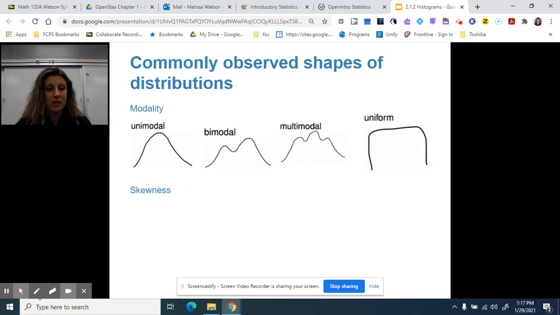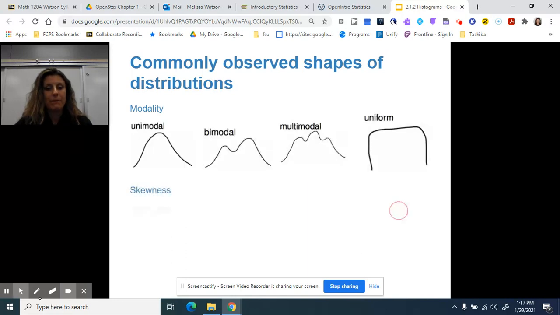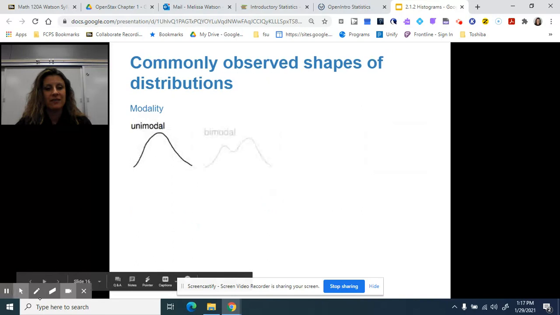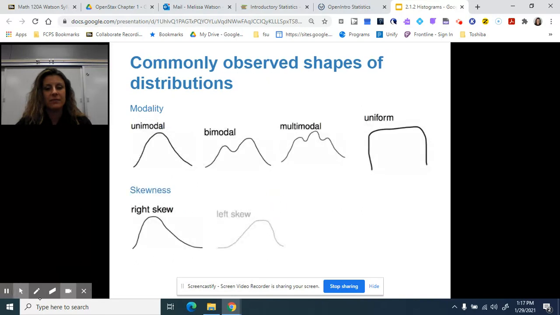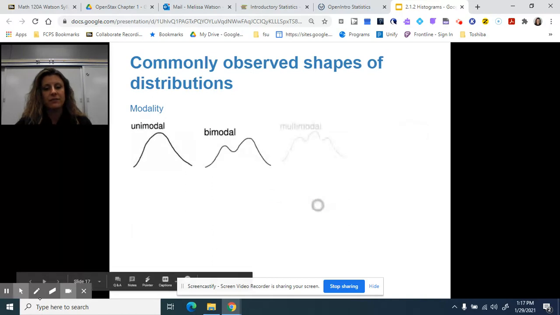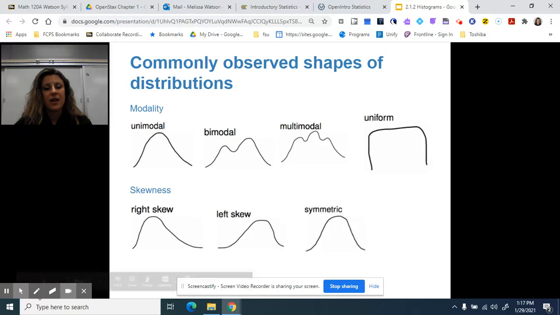Okay, we talked about skewness. So a distribution could be right skewed, a longer right tail. A distribution could be left skewed, a longer left tail. A distribution could be symmetric if it's the same on both sides.